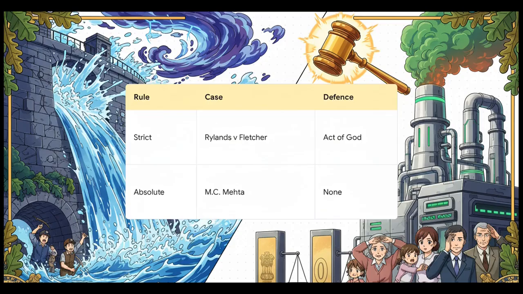If you bring something incredibly dangerous onto your land, like a massive reservoir of water, and it escapes and floods your neighbor's mine, you are strictly liable. But back then, you still had a few defenses, like blaming an act of God.